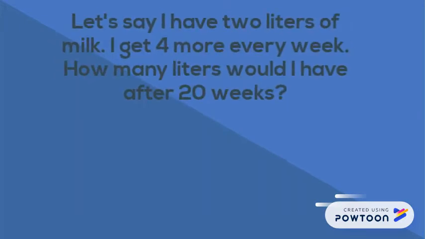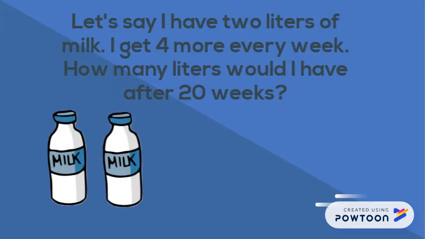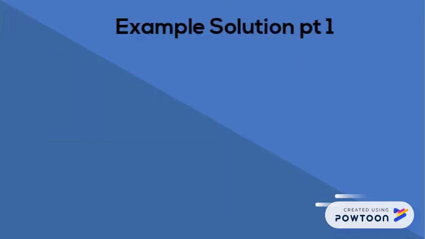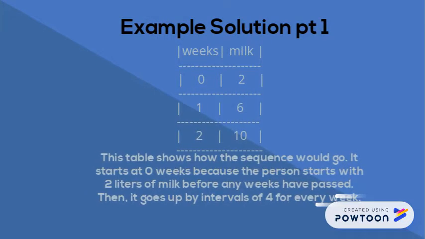Let's say I have 2 liters of milk. I get 4 more every week. How many liters would I have after 20 weeks? This table shows how the sequence would go. It starts at 0 weeks because the person starts with 2 liters of milk before any weeks have passed. Then it goes up by intervals of 4 for every week.